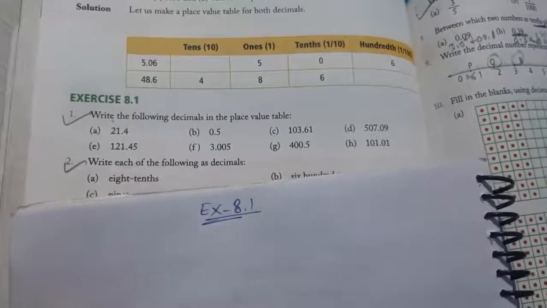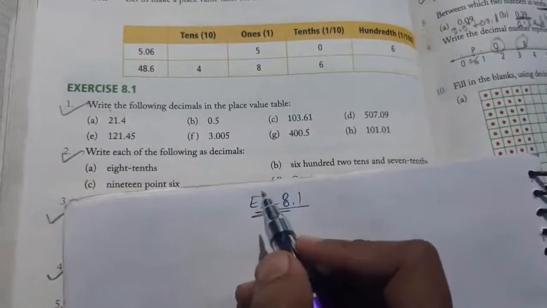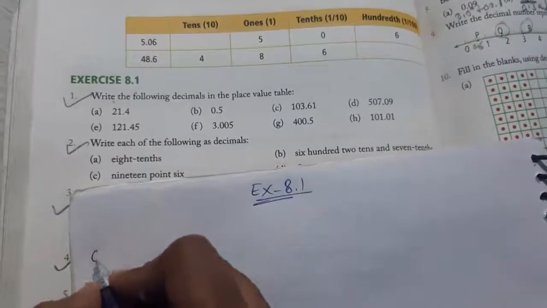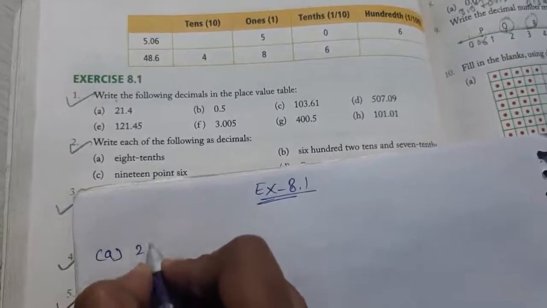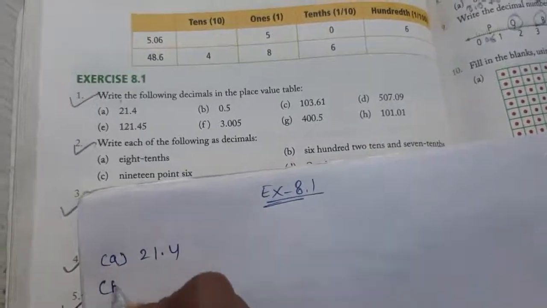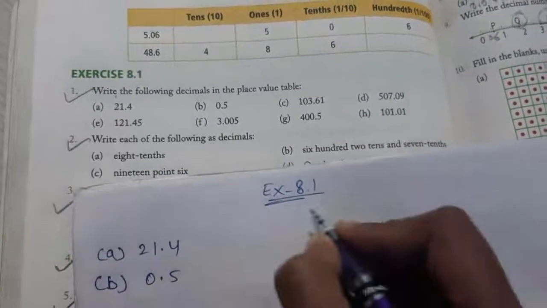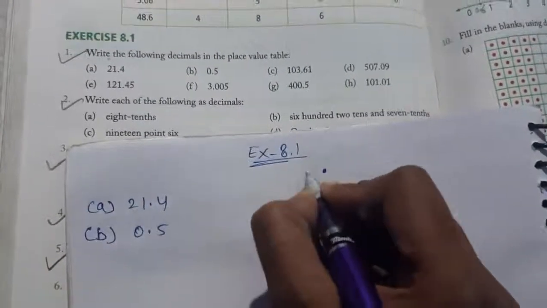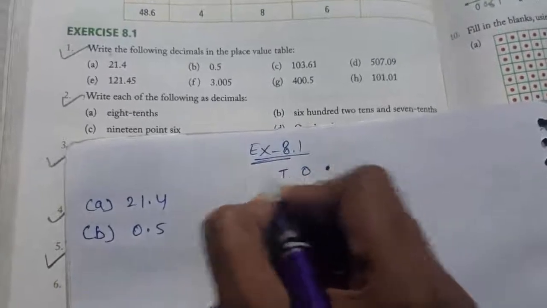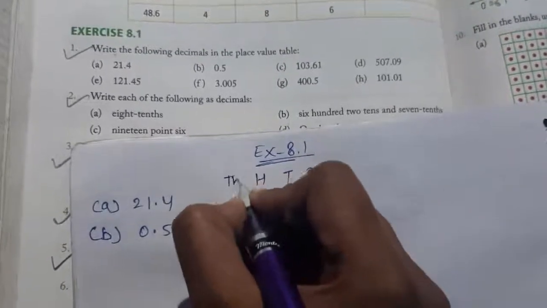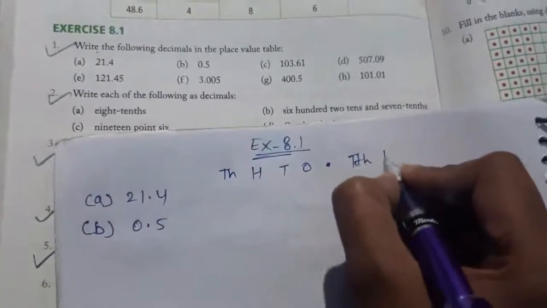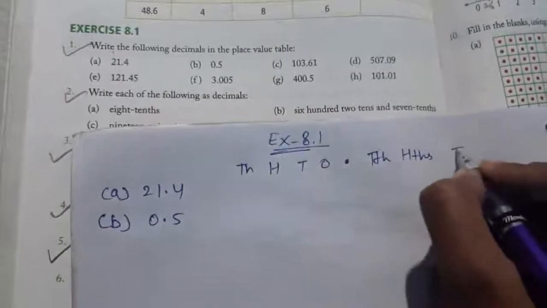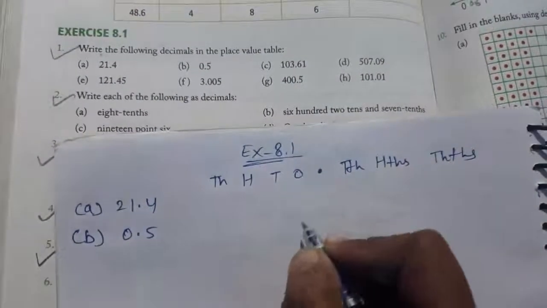Now let us start our exercise 8.1. Write the following decimal in a place value chart. How can you do this type of question? This is given: 21.4 and B 0.5. So you have to write the place values above: ones, tens, hundreds and thousands. Here 10th, 100th, 1000th. Okay, represent it like that.